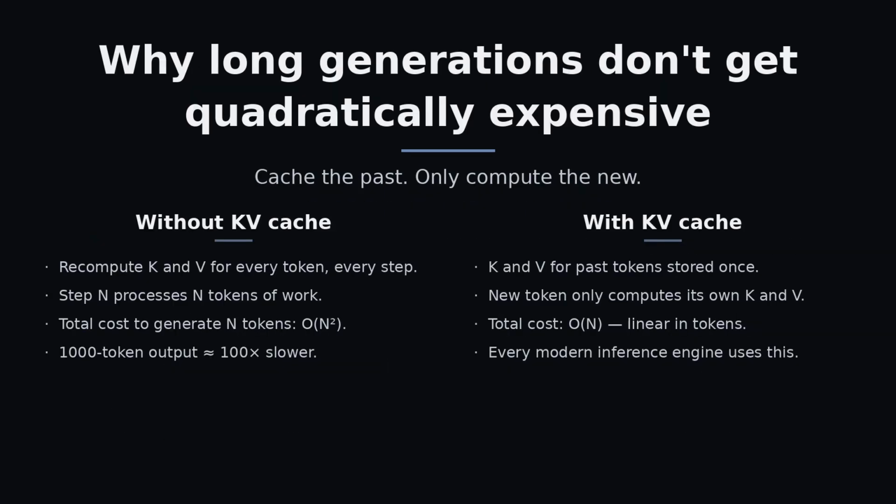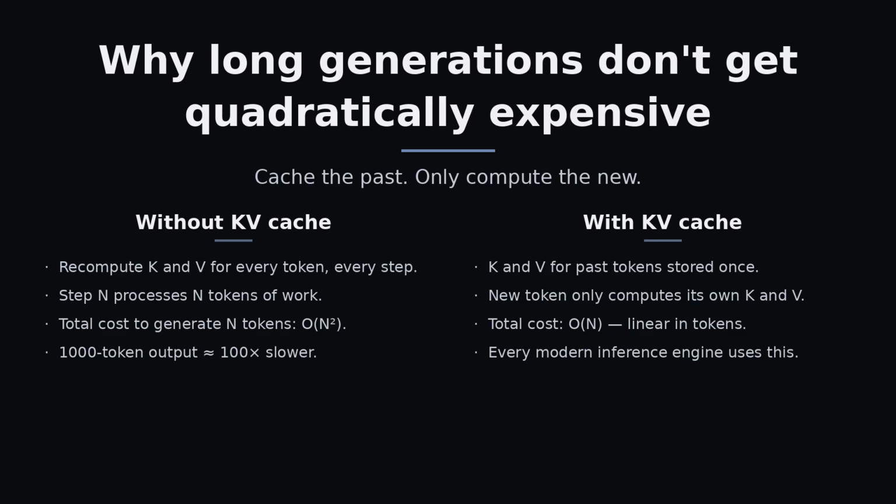Here's a problem nobody warns you about. We said every token is one full forward pass over the entire sequence, but the sequence keeps growing. After 100 tokens, each pass processes 100. After 1,000, 1,000. That should mean each token gets more expensive than the last. The fix is the KV cache.